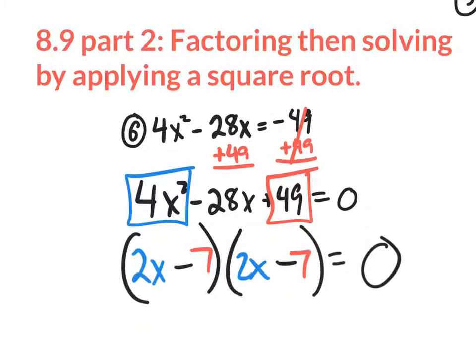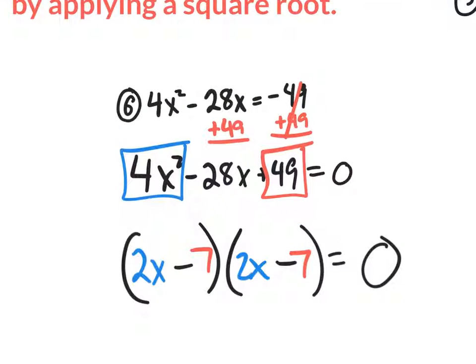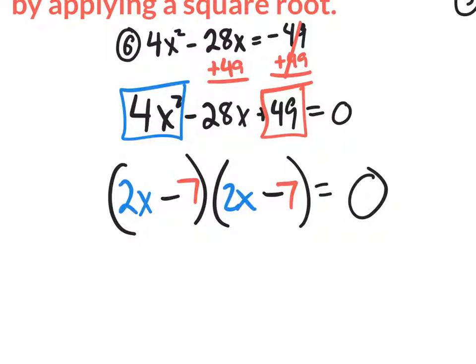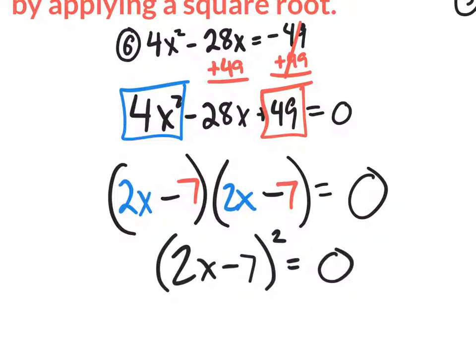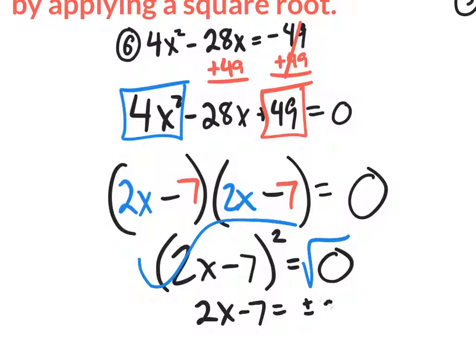And then from here, you can rewrite it as a binomial squared. Since it's the same exact binomial, 2x minus 7 times 2x minus 7, you could write it as 2x minus 7 squared equals 0. Or you could have also taken both of these and split them and set them each equal to 0, and you'd get the same answer. But anyway, I just want to practice using the square root. Square root there, square root here. Sorry, that's ugly. 2x minus 7 equals plus or minus 0. And then you would add 7.